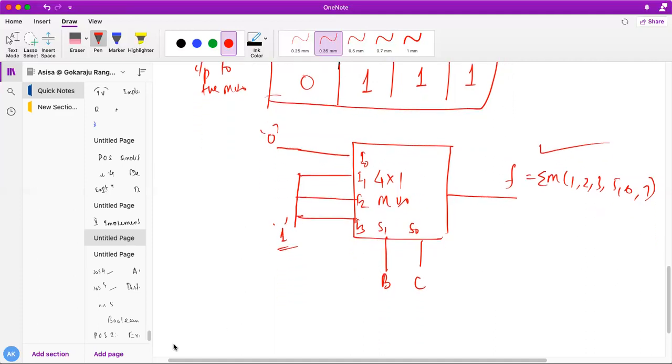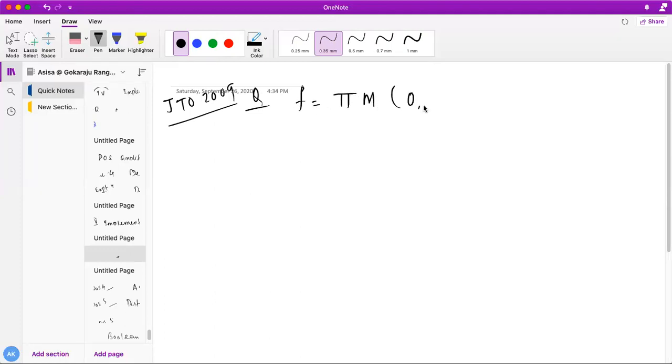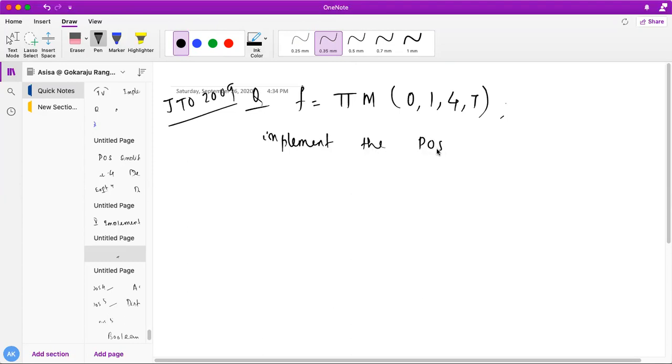So one important question we'll do here, which actually came in JTO 2009. What is the question? The question is like this: F, which is product of M 0, 1, 4, 7. You need to implement the POS function using a 4x1 mux. So there are a lot of 4x1 options. You need to choose those.